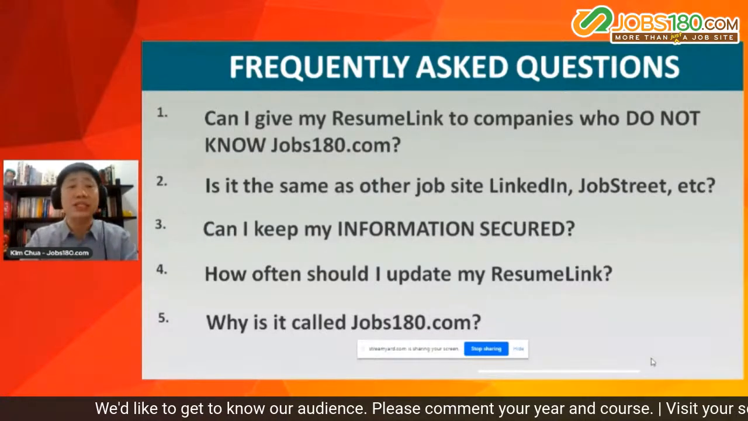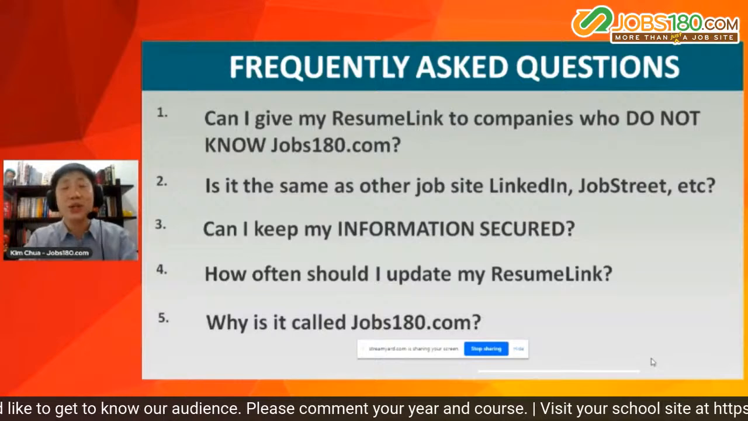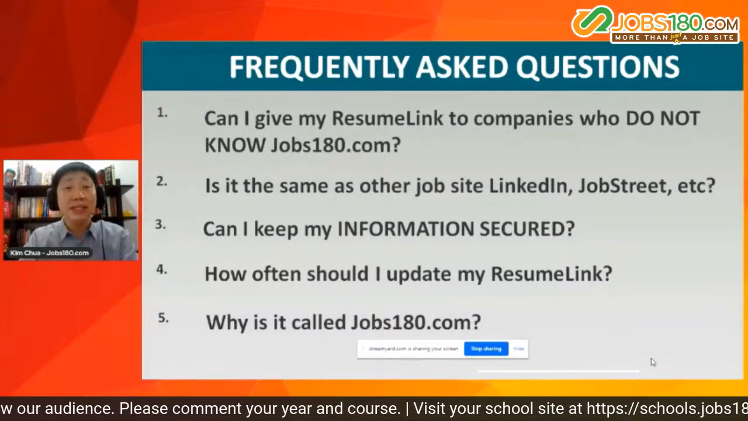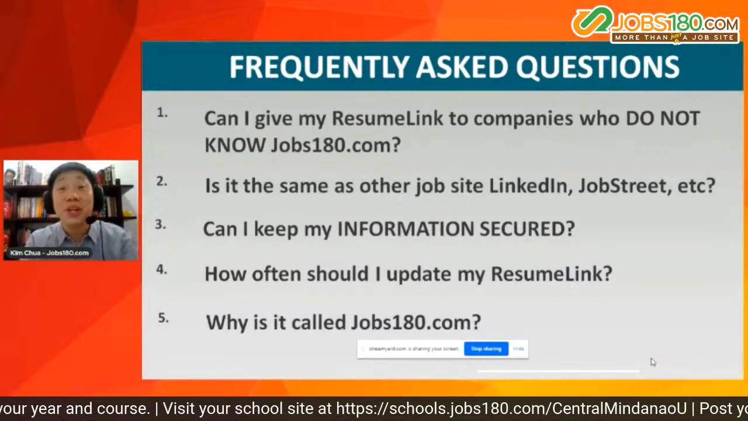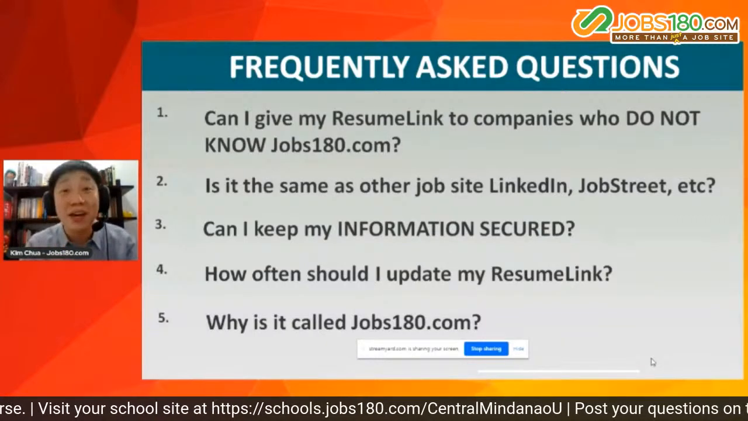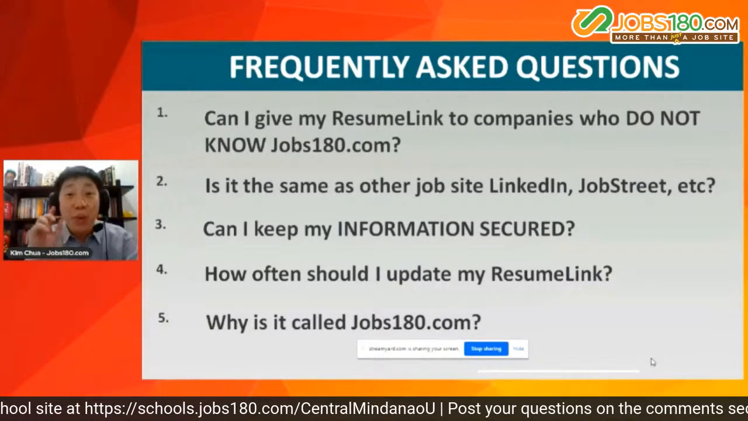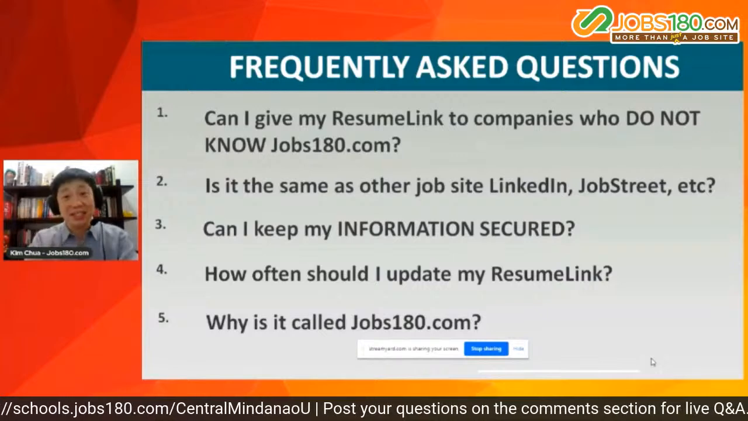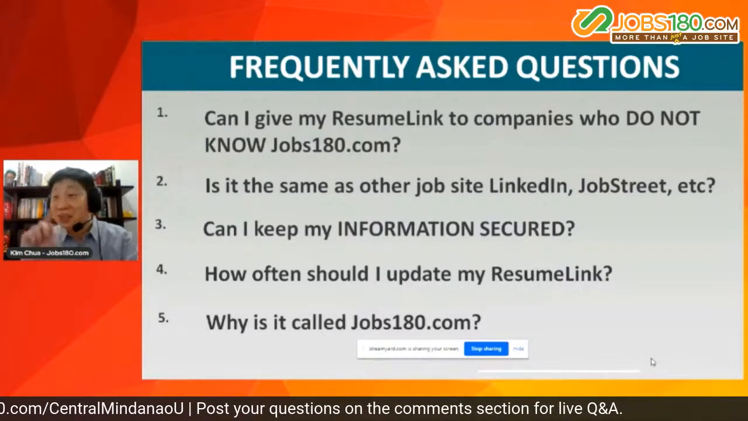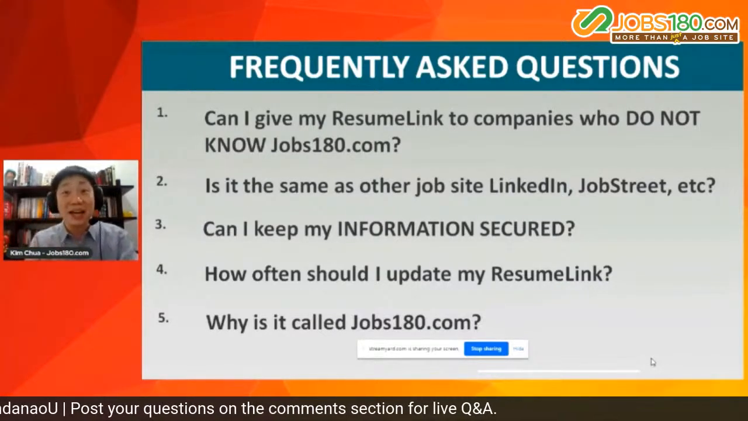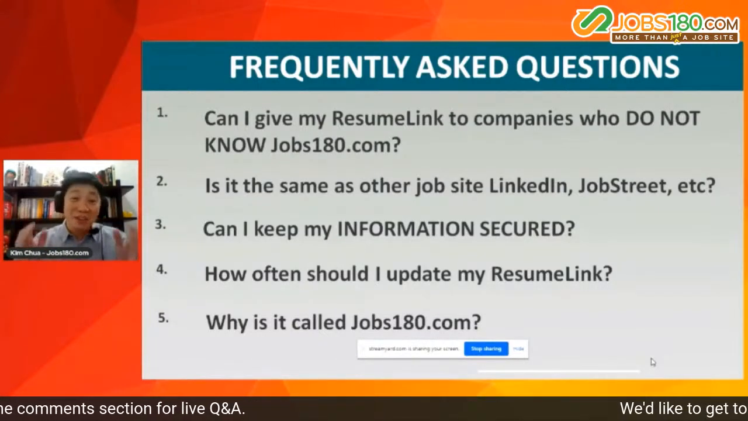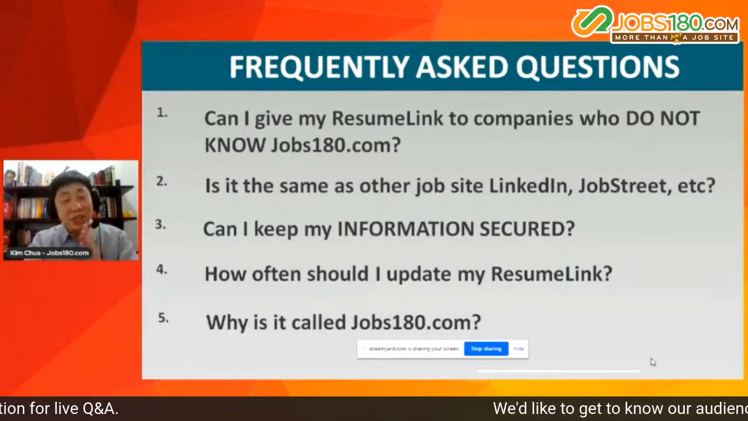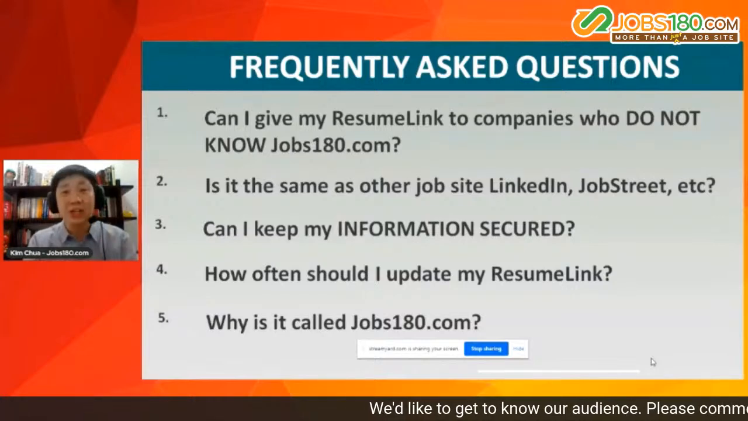And the last question is just a trivia. Why is this called jobs180.com? This is called jobs180.com because we want to turn your life around. Yan, di ba? 180 degrees. Hindi siya 360. Kasi kung 360, bumalik ka lang kung saan ka galing. Balik-balik ka lang, balik-balik ka lang. Wala nangyari, di ba? So you have to do it 180 degrees. It's a straight line towards your career goal.